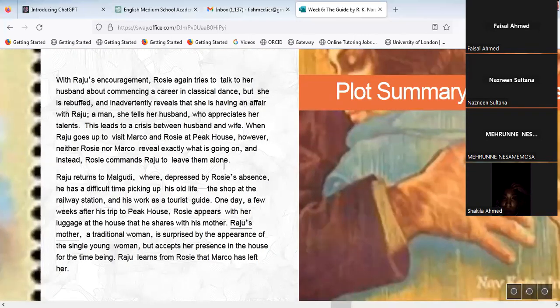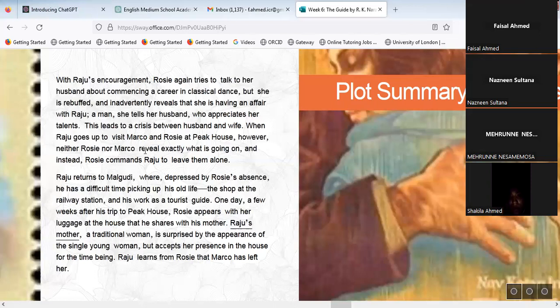With Raju's encouragement, Rosie again tries to talk to her husband about commencing a career in classical dance, but she is rebuffed. I mean, her husband did not allow her to do that. Rather, he scolded her, and she inadvertently reveals that she is having an affair with Raju, a man, she tells her husband, who appreciates her talents. This leads to a crisis between husband and wife.